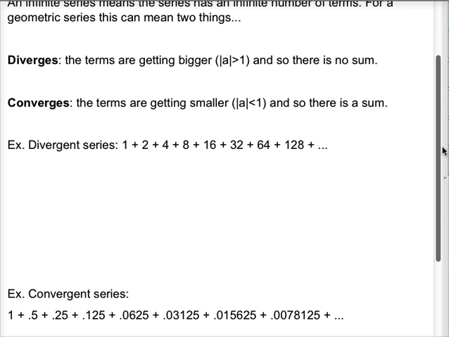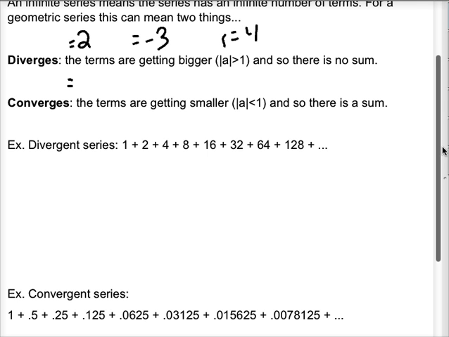Now, what diverges means is if the rate is greater than 1. So what I mean is if you have an r of 2, an r of -3, an r of 4, all those are going to diverge because the terms are going to be getting bigger and bigger and bigger. They're not going to be settling in on a particular value.